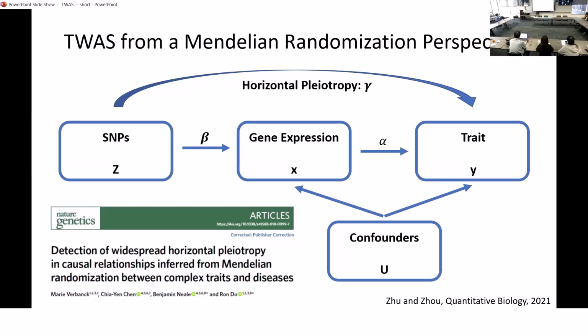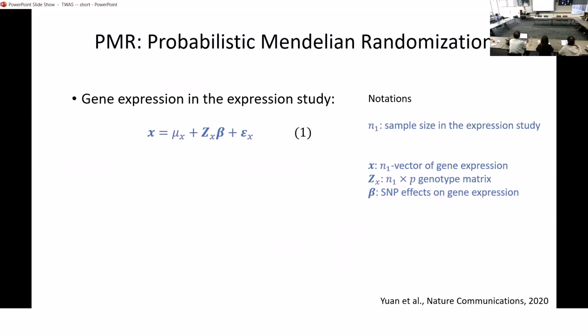Motivated by these limitations, we are trying to solve two issues. One is that we want to control for such horizontal pleiotropy effects. Second, we want to account for the gene expression prediction uncertainty. To do that, we developed a method called PMR, or probabilistic Mendelian randomization. The idea is this. We're going to have two studies. One is a gene expression study. You have SNP data, denoted as Z, and you have gene expression, denoted as X.